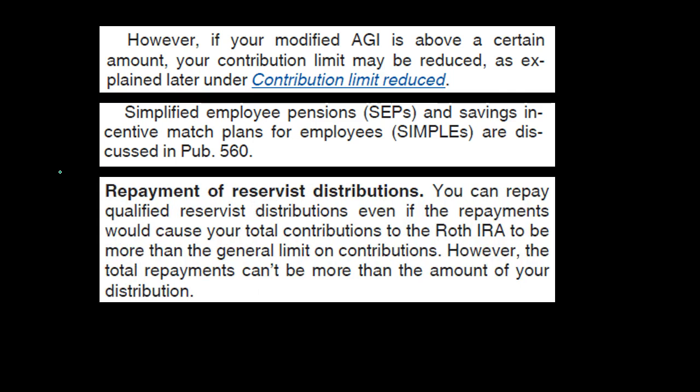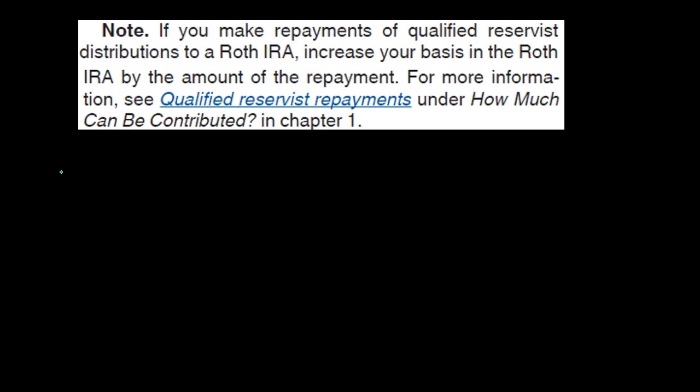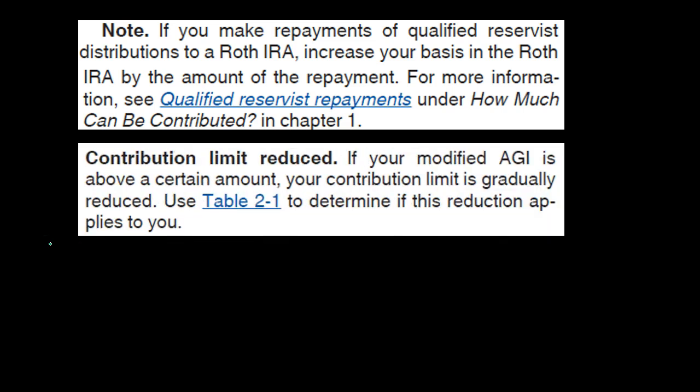Repayment of reservist distributions. You can repay qualified reservist distributions even if the repayments would cause your total contributions to the Roth IRA to be more than the general limit on contributions. However, the total repayments can't be more than the amount of your distribution. Note, if you make repayments of qualified reservist distributions to a Roth IRA, increase your basis in the Roth IRA by the amount of the repayment. For more information, see qualified reservist repayments under how much can be contributed in Chapter 1.